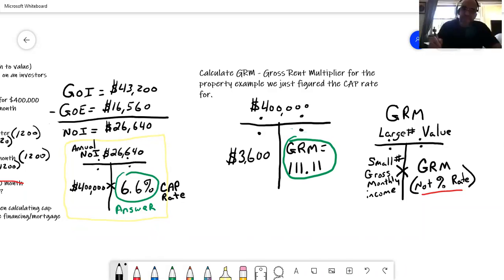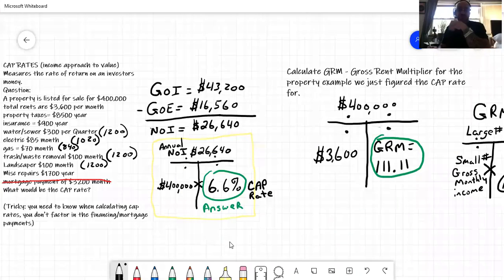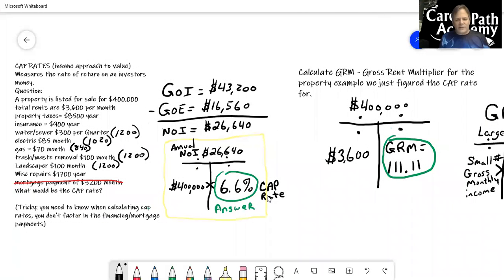On this particular property, we figured out that the rate of return is 6.6%. That's the cap rate. Now, we want to compare it to another property that comes up for sale, and we may not have all the numbers on that property, so we can't calculate the cap rate. But we have an investor that will buy the property if it still gets us in that same cap rate range.